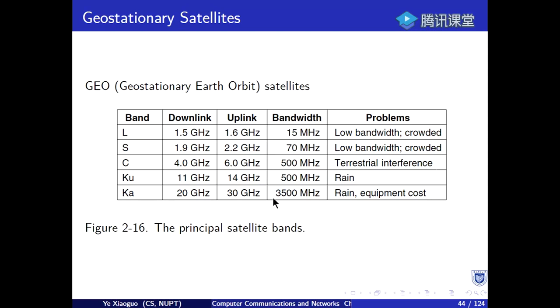Then geostationary satellites, GEO, Earth orbit. For GEO satellites, we can use the L, S, C, Ku, and Ka bands. They use different frequency bands and have different problems. For example, L band has the problem of low bandwidth and being crowded, S band has low bandwidth and crowding, C band has terrestrial interference, Ku band has the problem of ring feed, and Ka band has the problem of rain and equipment cost.